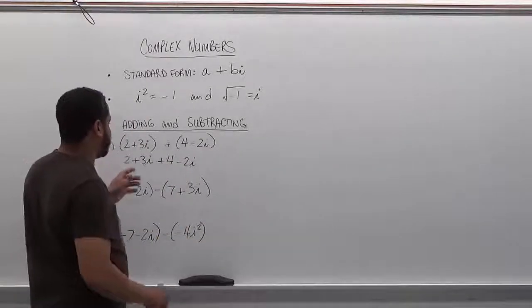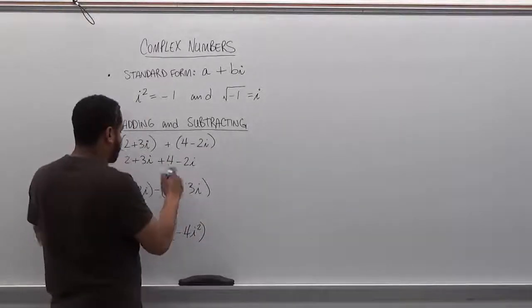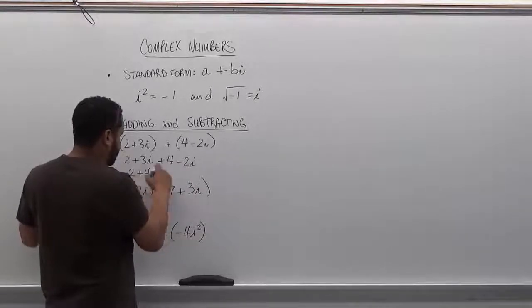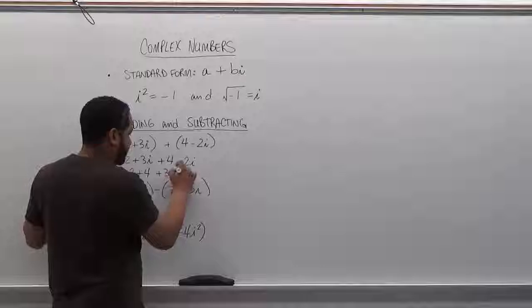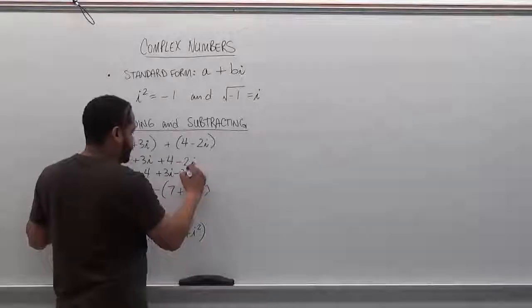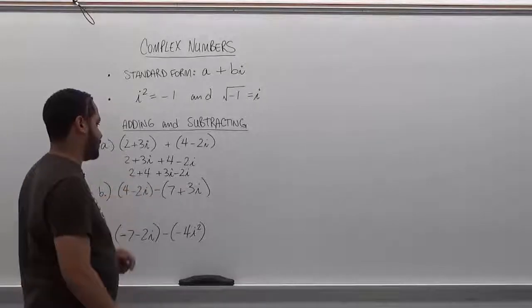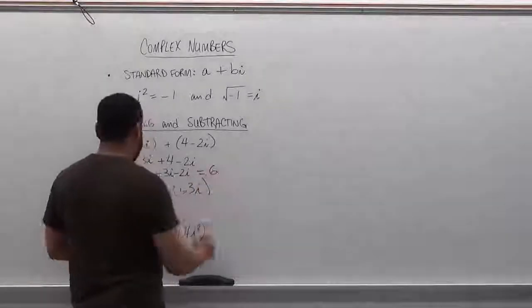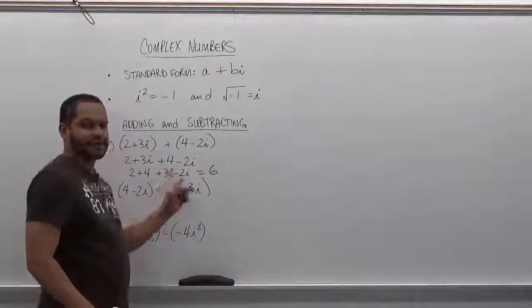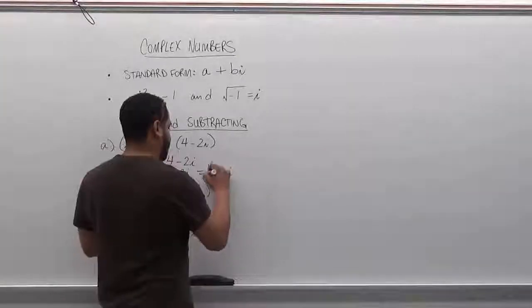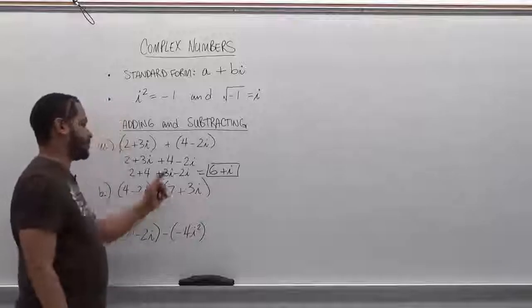Now our very first step is to combine the like terms. So here we're going to put the 2 and the plus 4 next to each other, and we're going to take this plus 3i and put it next to the negative 2i. Now here we're just going to do the combining of like terms. So here 2 plus 4 is just 6. And here 3i take away 2i is just 1i. And that's a positive i, right? So make sure you keep track of your signs.